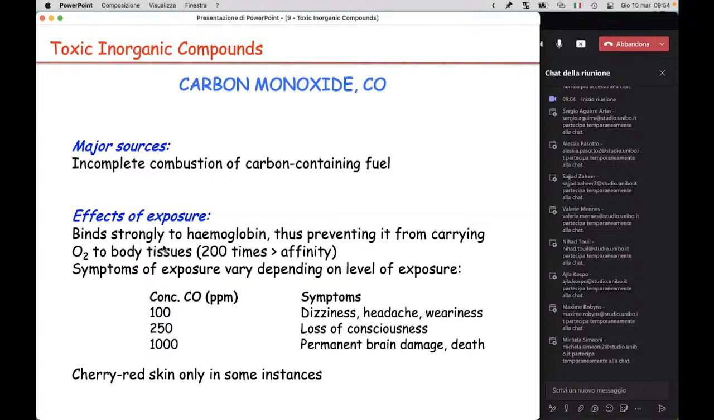And in particular, the first organ to be damaged is the brain, since it doesn't have any oxygen reserves, and it totally depends on blood bringing oxygen to it. Okay, so according to the different concentrations, we can have some mild symptoms like dizziness and headache.